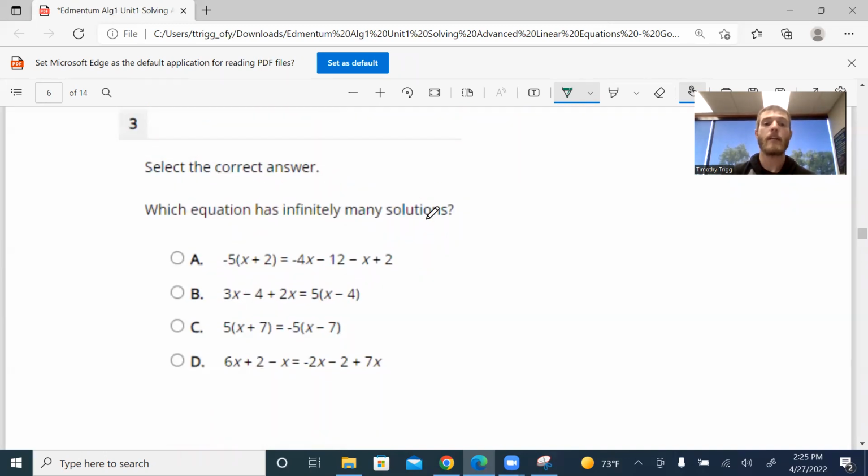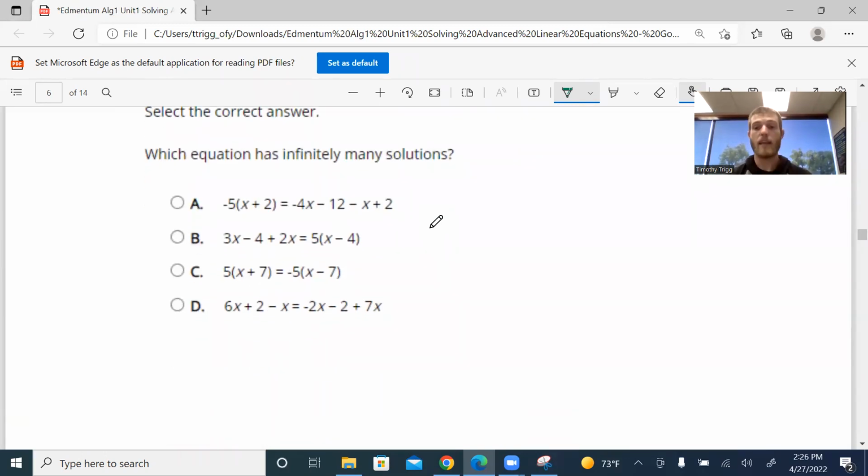Which equation has infinitely many solutions? So again, infinitely many solutions. I'm looking for something that's always true. So where all the x's cancel and you end up with something that's always true. For example, 4 equals 4 or something like that. So if you end up with something like that, where it's always true, then that's your one with infinite solutions. So go ahead and solve each of these and figure out which one has infinite solutions.